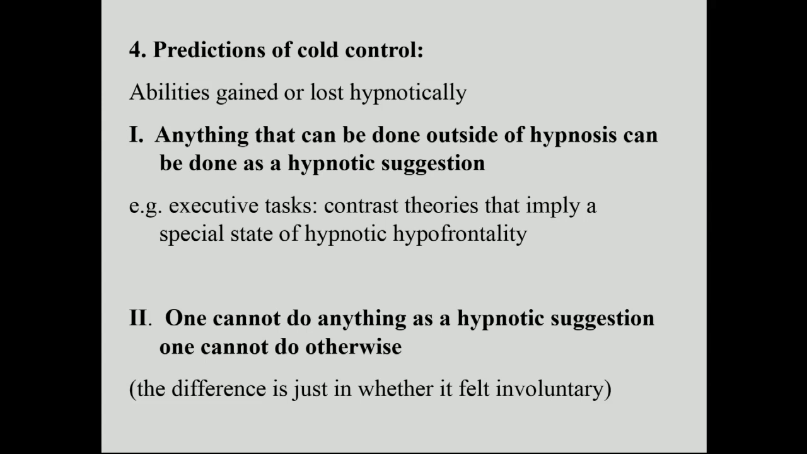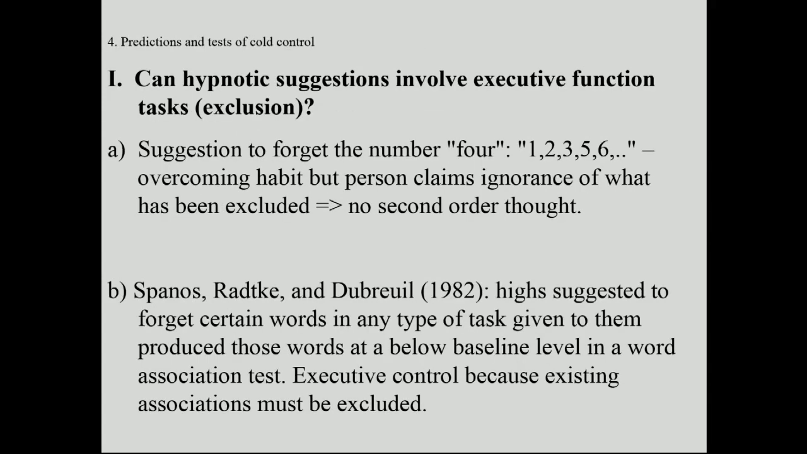So, on the first point, can hypnotic suggestions involve executive function tasks like exclusion? Well, here's a very common suggestion used by stage hypnotists, but you can replicate in the lab. You just give the suggestion that henceforth you'll forget, say, the number four. You'll have no further truck with the number four. Then you ask the person to count the number of fingers on the hand. They go 1, 2, 3, 5, 6, slightly odd. And they carry on 7, 8, 9, 10, 11. There's 11 altogether, but there's 6 on this hand, and 6 on this hand, which makes 12, and it's all very confusing.